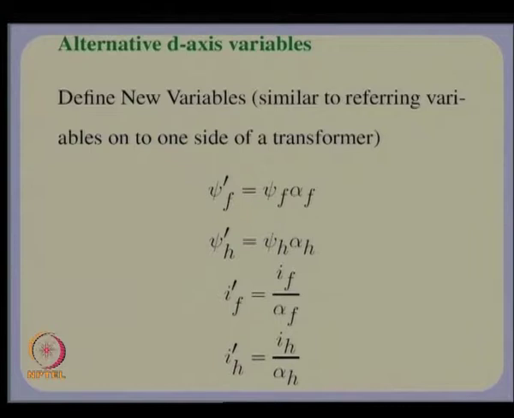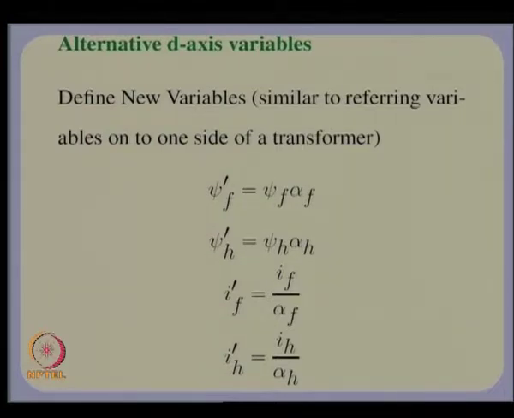So, if you look at the new d axis variables, these are in terms of the old variables, but the relationship is very straightforward. When I say straightforward, what I mean is psi f prime is just dependent on psi f. In model A, in fact, this is not true. The uppercase psi F would have been dependent on psi lowercase f as well as psi lowercase h. But in this particular model, we have got a direct relationship.